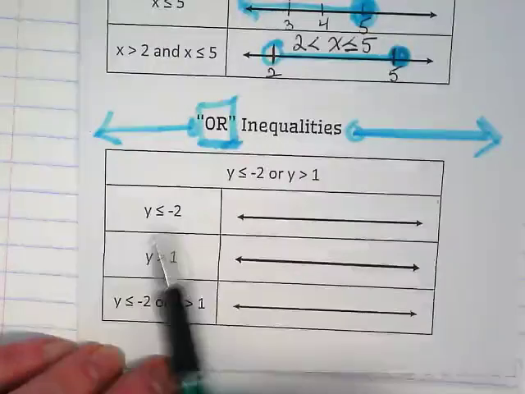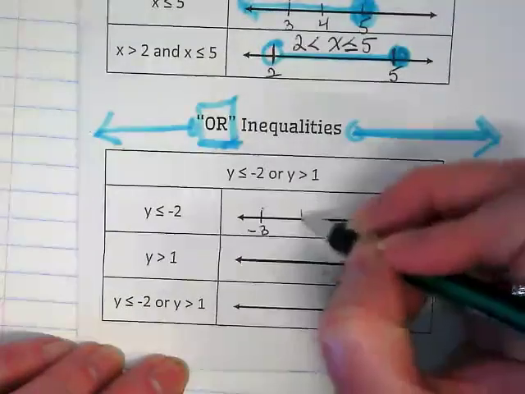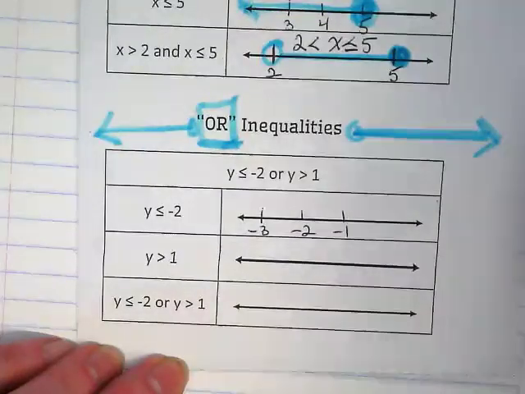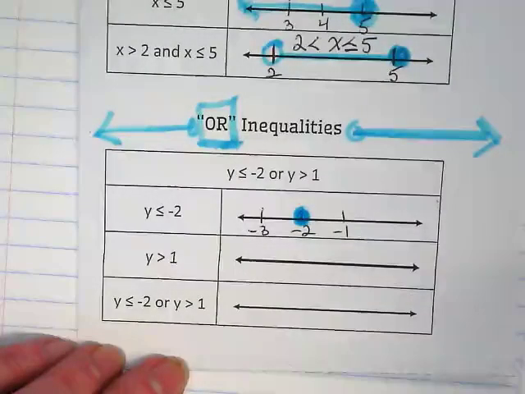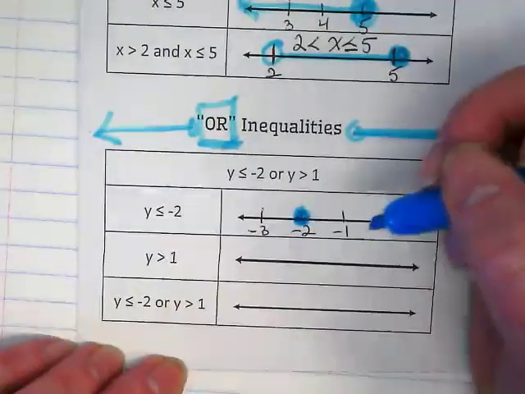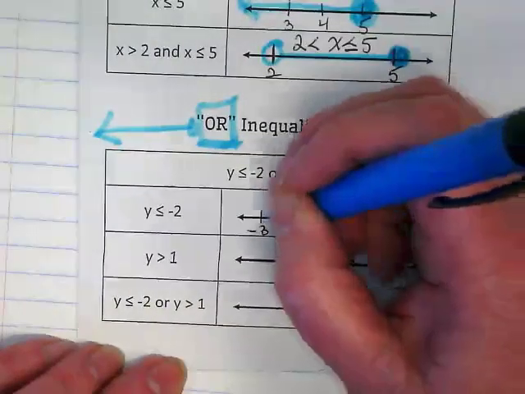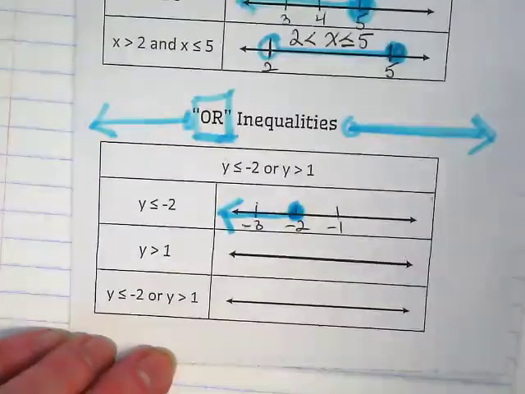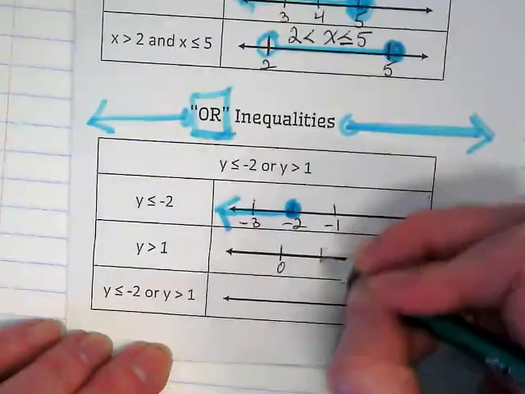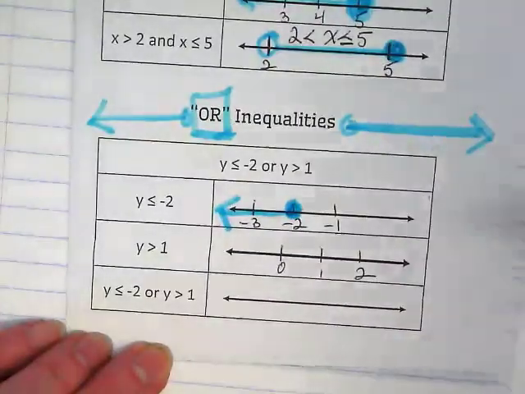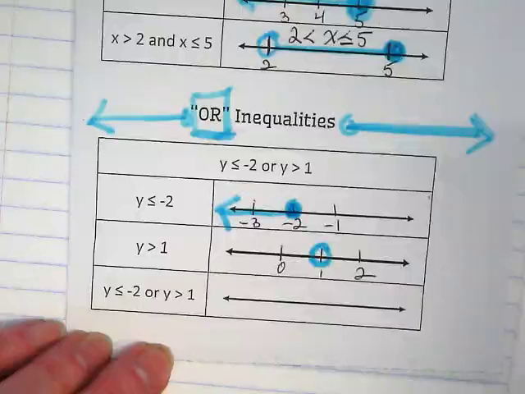y is less than or equal to negative 2. Filled in circle going what direction? They keep showing me that way, but that way is opposite of me because I'm facing them. y is greater than 1. Circle it and then to the right.